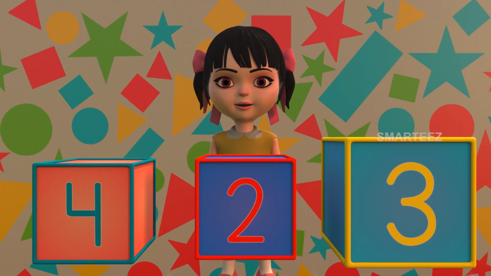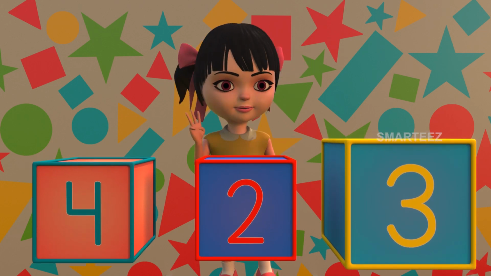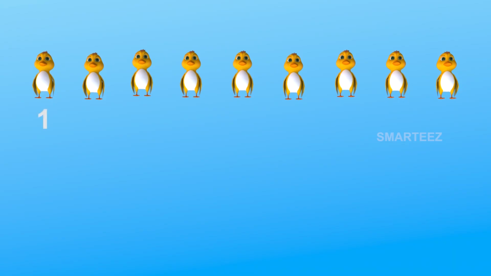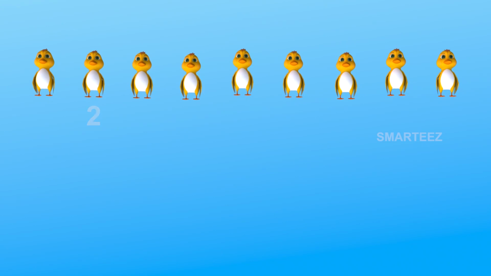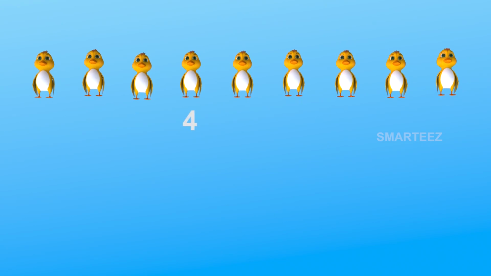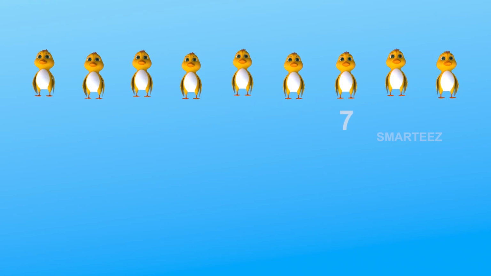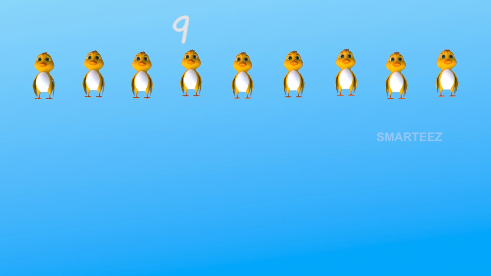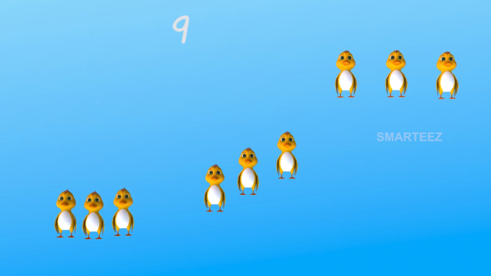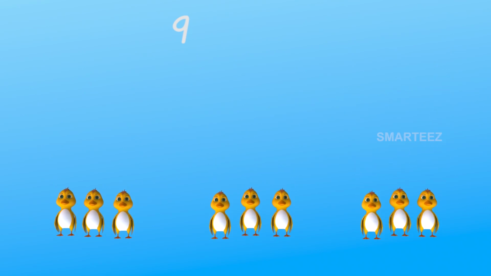Yes, it is 3 teams, since 9 divided by 3 is 3. 1, 2, 3, 4, 5, 6, 7, 8, 9. We had totally 9 ducklings. Each team had 3 members. Now we have 3 teams.